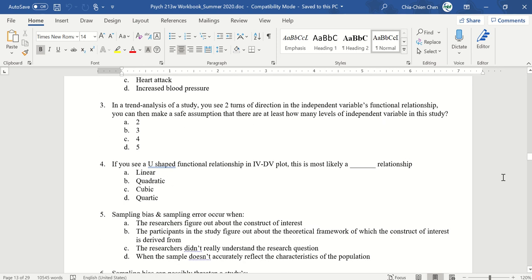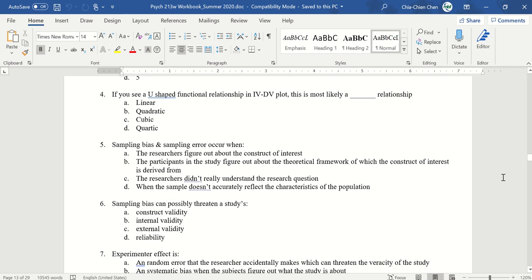And number 3, in a trend analysis of a study, you see two turns of direction in the independent variable's functional relationship. You can then make a safe assumption that there are at least how many levels of independent variable in this study. So there will be 4. Okay, so the correct answer is C. Because in order to see two turns of direction, you need to, at the very least, have 4 levels in between.